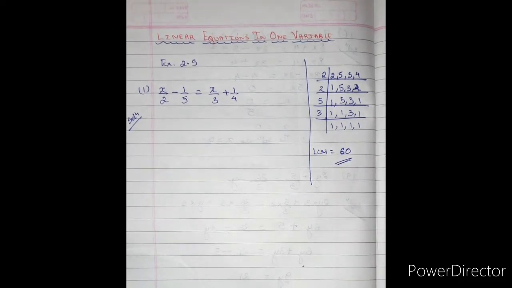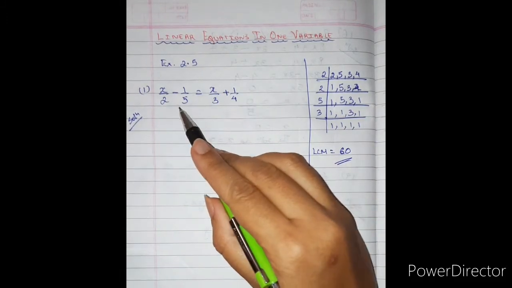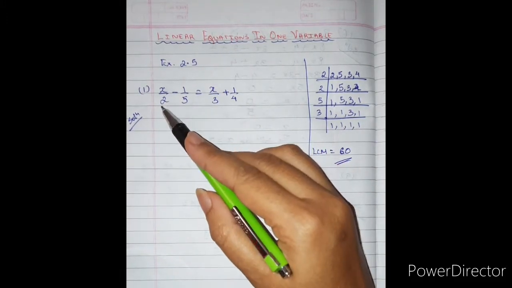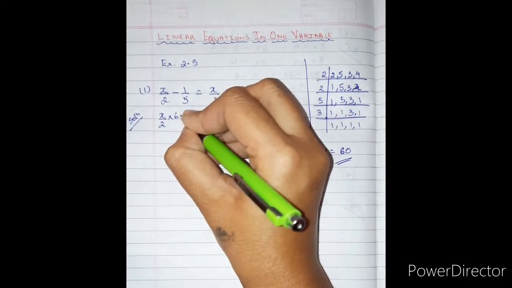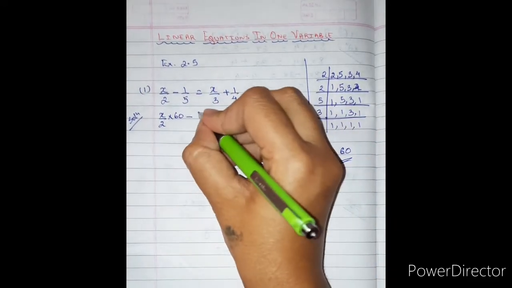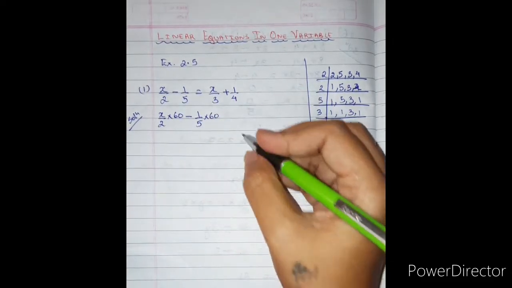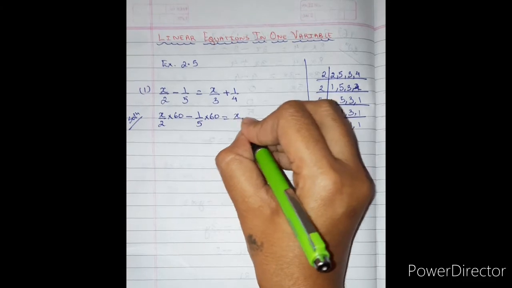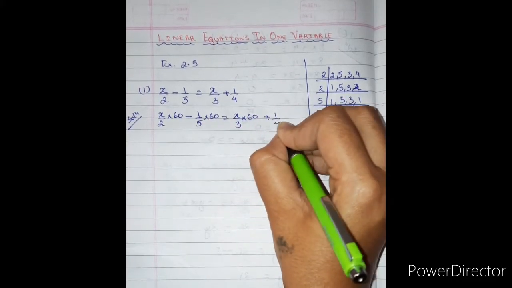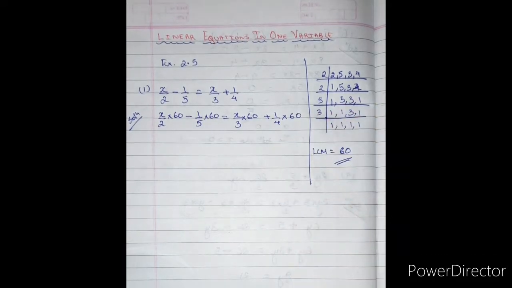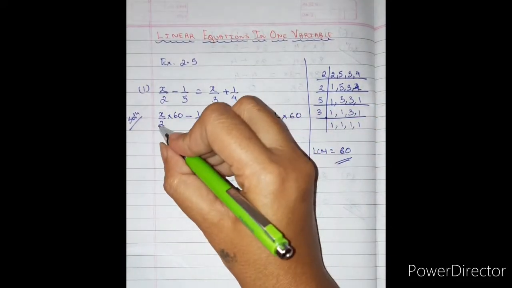Okay, so let's go back here and multiply 60 with each of these terms. There are 4 terms. So I'll write x upon 2 multiplied by 60 minus 1 upon 5 multiplied by 60, which is equal to x upon 3 multiplied by 60 plus 1 upon 4 multiplied by 60. Now you can cross cancel. Which terms can you cancel?